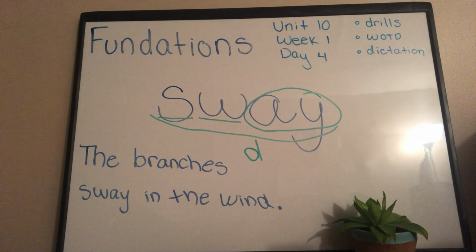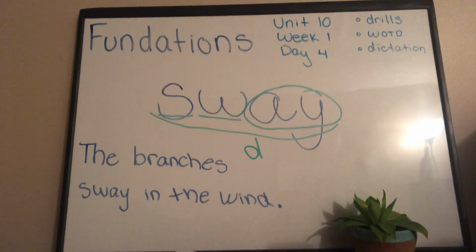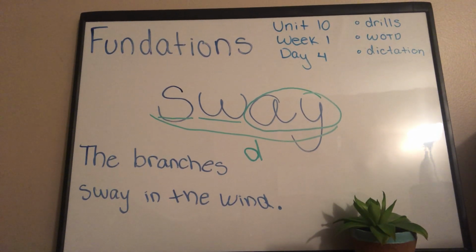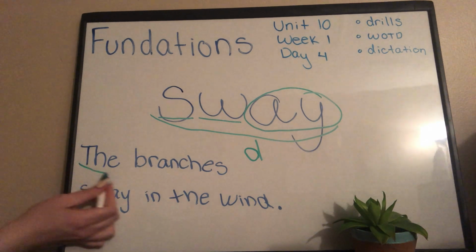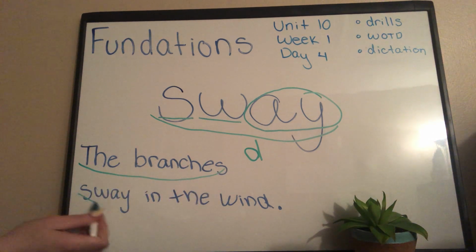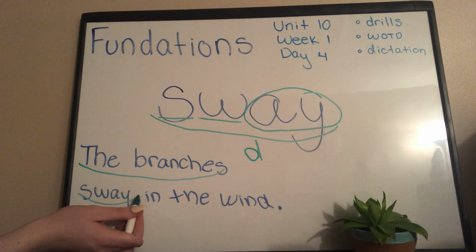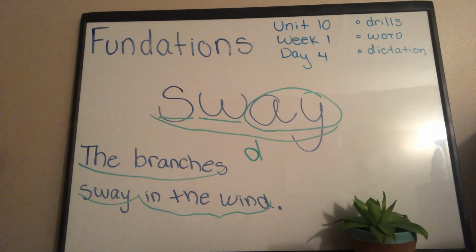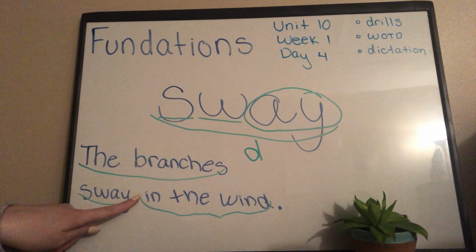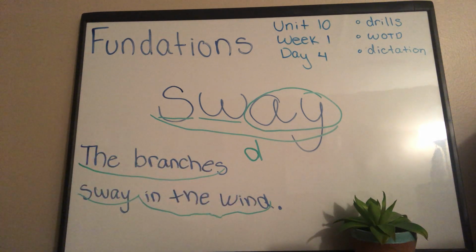Now I'm going to scoop the sentence. I'm scooping the sentence into quick little phrases that make reading the whole, big long sentence easier. So if I was going to scoop this, I would probably go, the branches, sway, in the wind. One big scoop there. The branches sway in the wind. Remember, there's no wrong way to scoop a sentence. You could do it however you would like to.